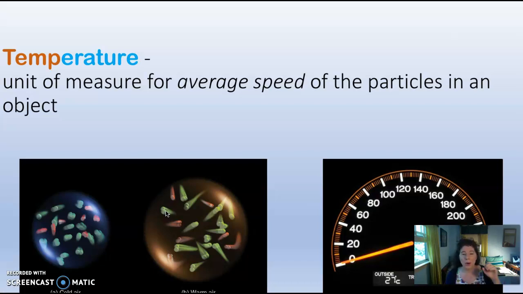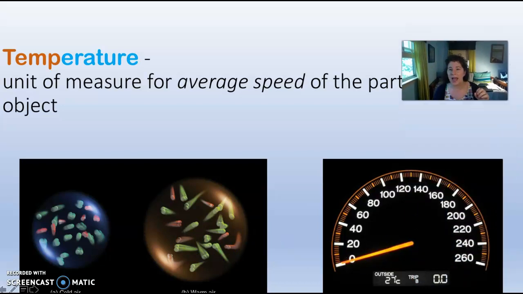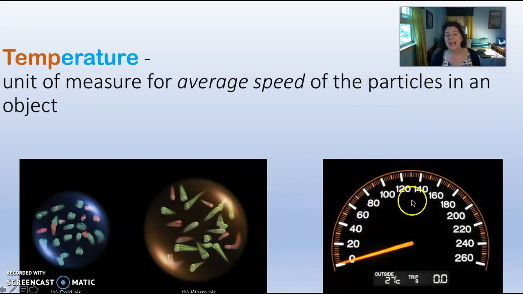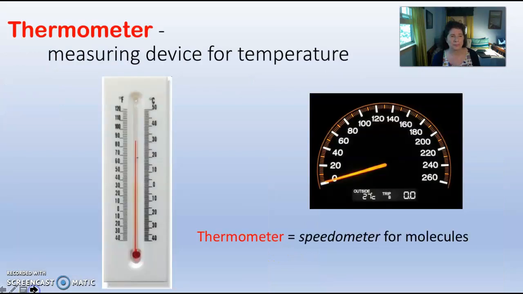object. When I talk about speed, we're actually looking at temperature as a speedometer for particles. You have a speedometer for your car. These are speedometers. Temperature is a speedometer for particles. A thermometer is a device for the units of measure the temperature. Okay, a thermometer is a device. So it is a speedometer for particles. You have a speedometer in your car. And that's a device in your car. This is a device for particles.